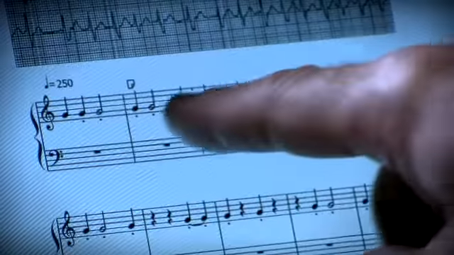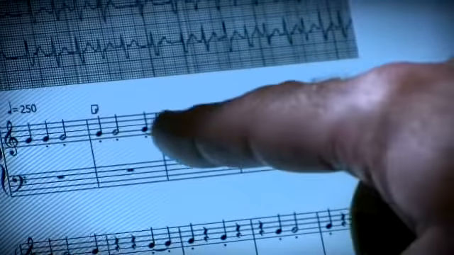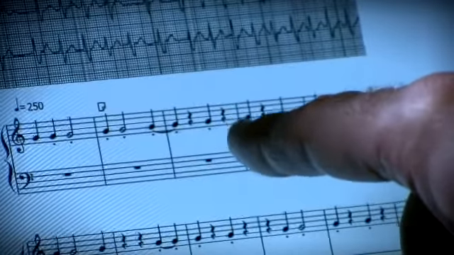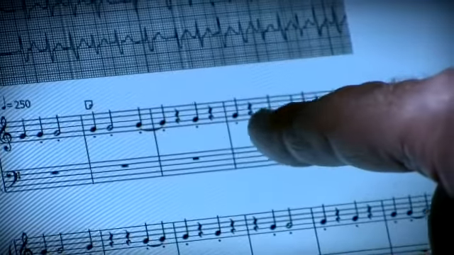This is a piece of music that we use to illustrate the kind of problem. Every single beat is different. The interval between it and its successor is different. It's chaos. This is atrial fibrillation.